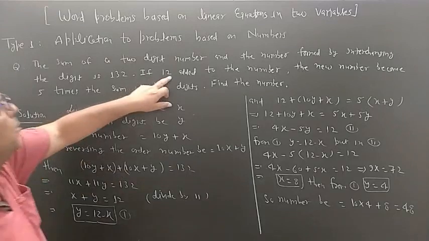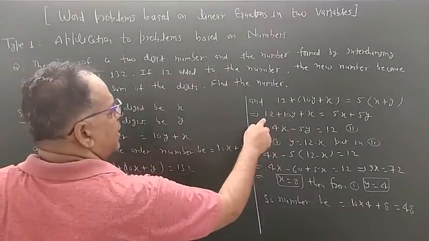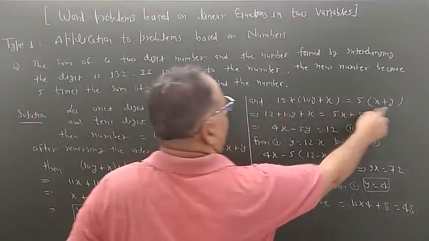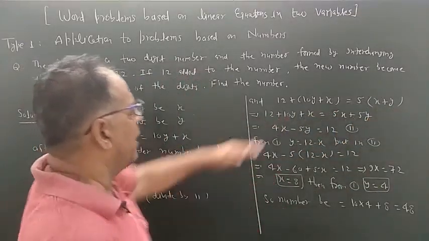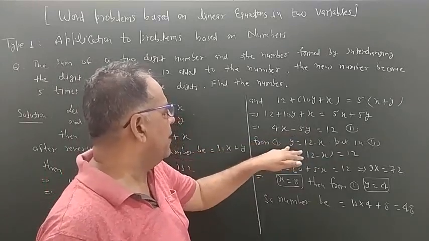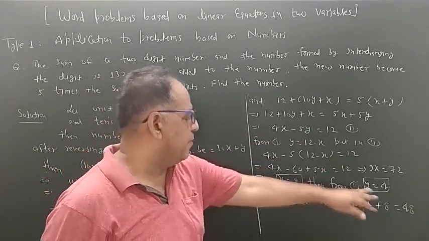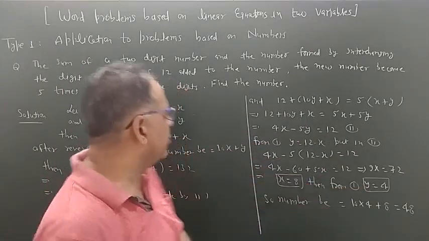Now, second statement, 12 added to the number, 10y plus x added to 12, becomes 5 times the sum of the digits. After simplifying, we have the equation 4x minus 5y equal to 12. Put the value of y, 12 minus x, in this equation, so we have the value of x is 8 and y equal to 4, so the original number becomes 48.